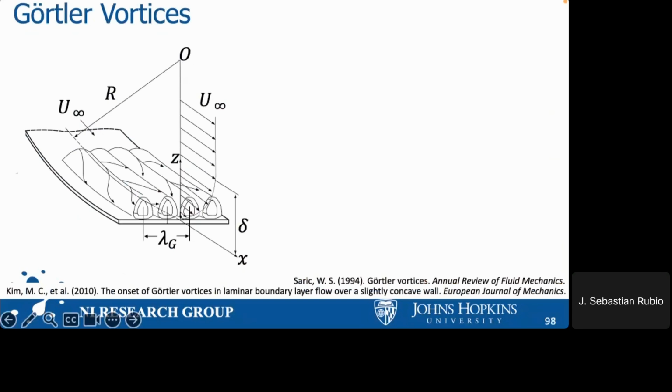So here we turn to Görtler vortices. Görtler vortices occur when you have flow over a curved surface like so, where due to that curved surface, a centrifugal instability will occur and it will generate these streamwise rotating vortices.